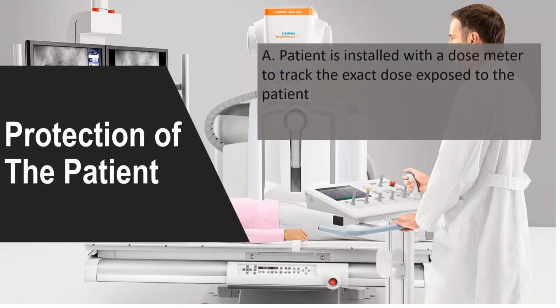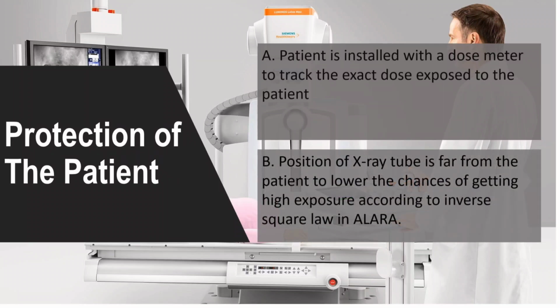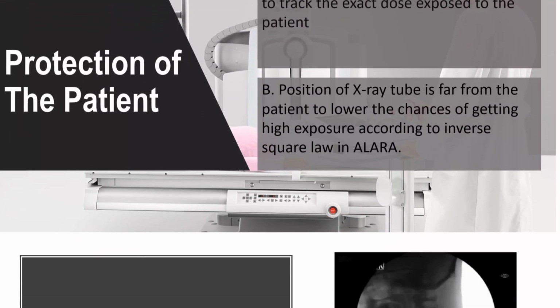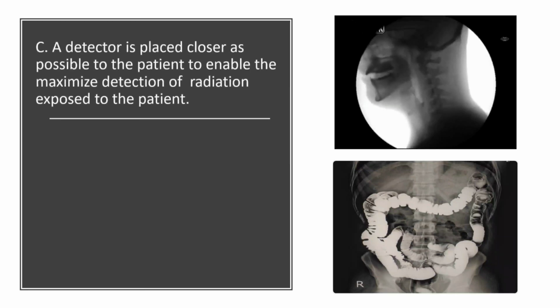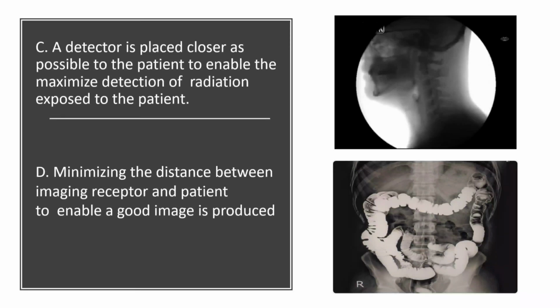Now we talk about the protection of the patient. The patient is fitted with a dose meter to track the exact dose exposed to the patient, and the X-ray tube is positioned far from the patient to lower the chances of high exposure according to the inverse square law in ALARA. The detector is placed as close as possible to the patient, and the distance between the image receptor and the patient is minimized so that a good image will be produced.